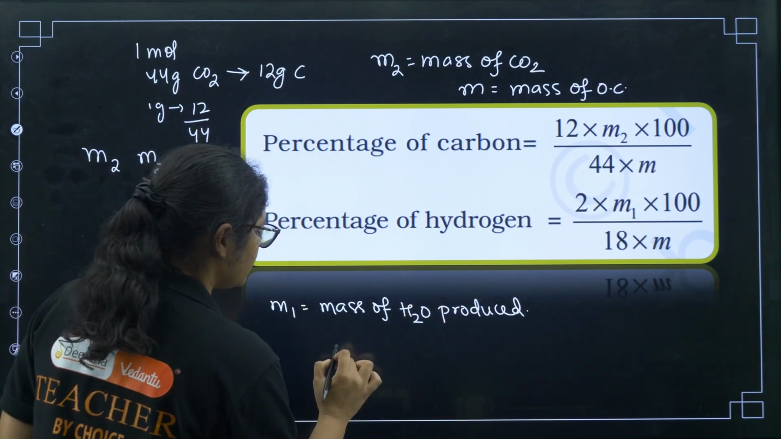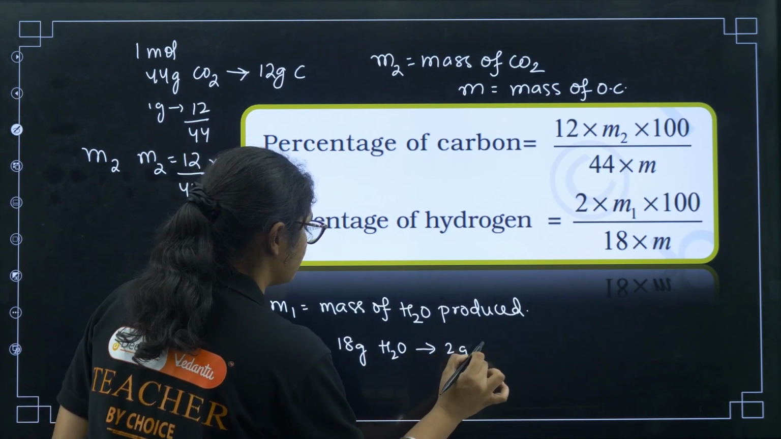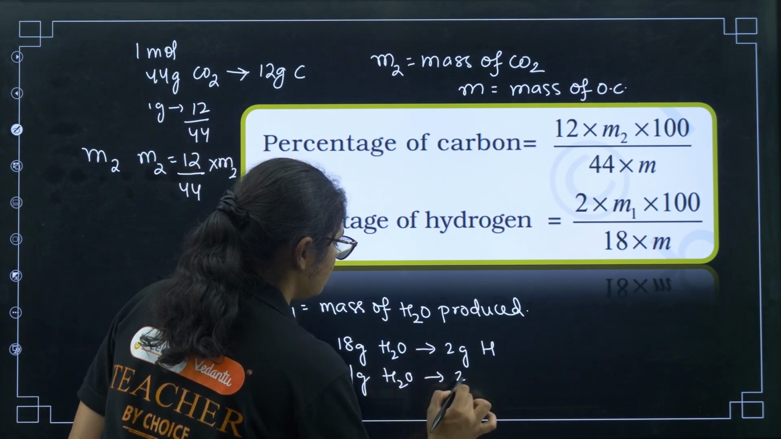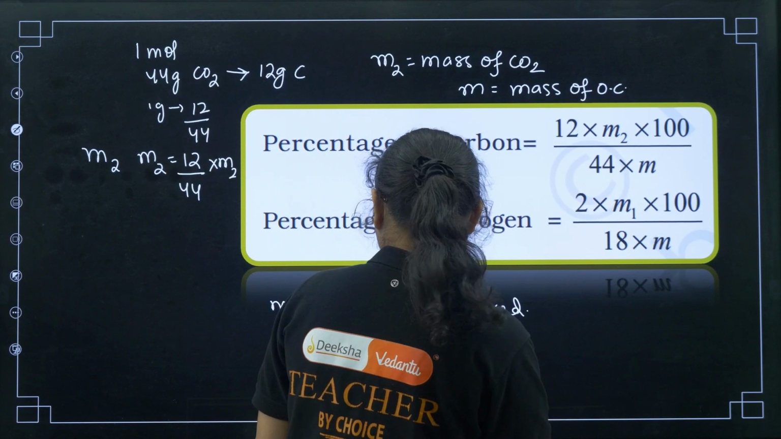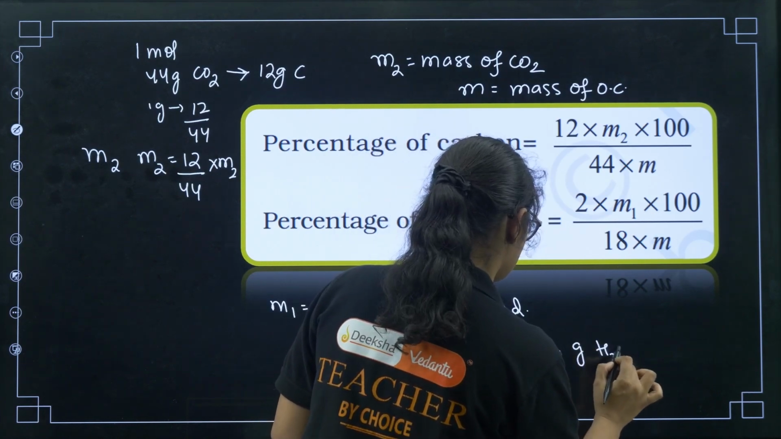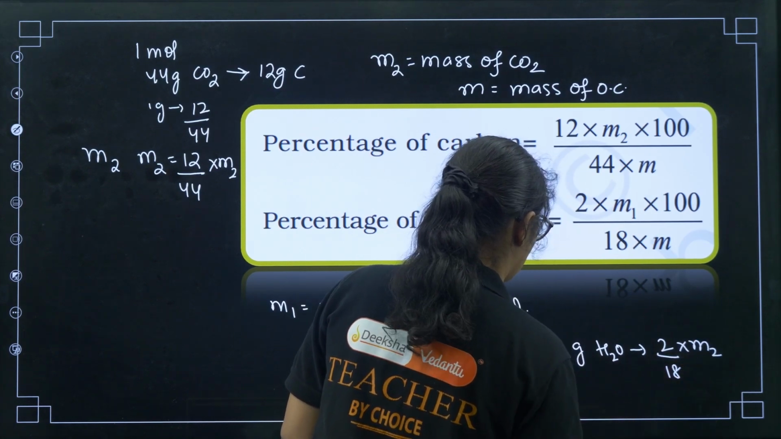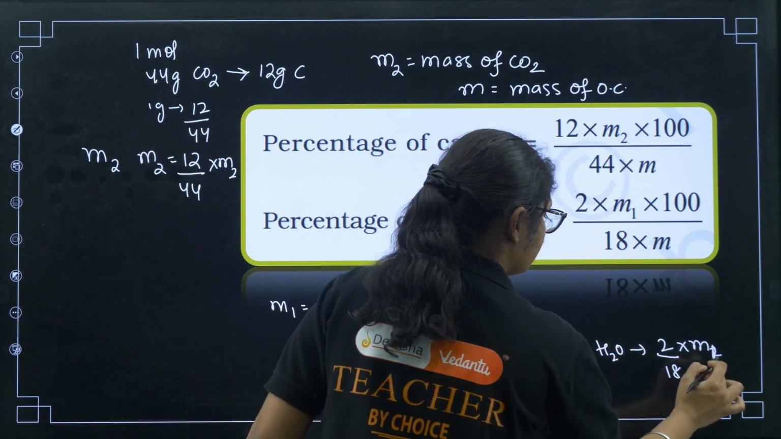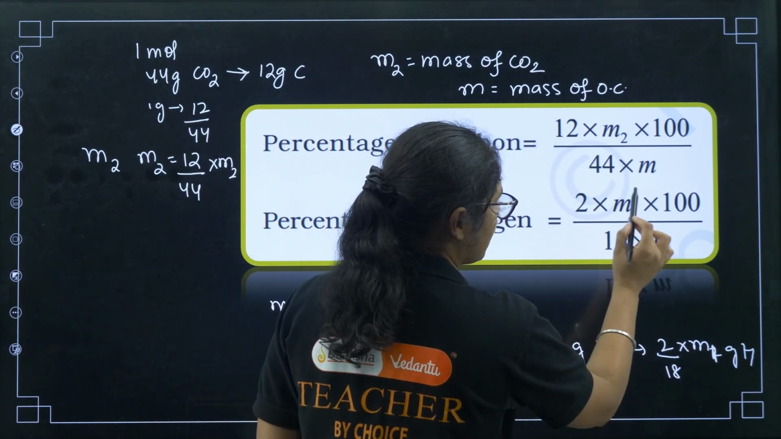Okay, so now if you see, in 18 grams of H2O there are 2 grams of hydrogen. In 1 gram of H2O, you have 2 by 18 grams of hydrogen. Next, in M1 gram of water, you have 2 by 18 into M1 gram of hydrogen, right? Now, 2 by 18 into M1 is what?